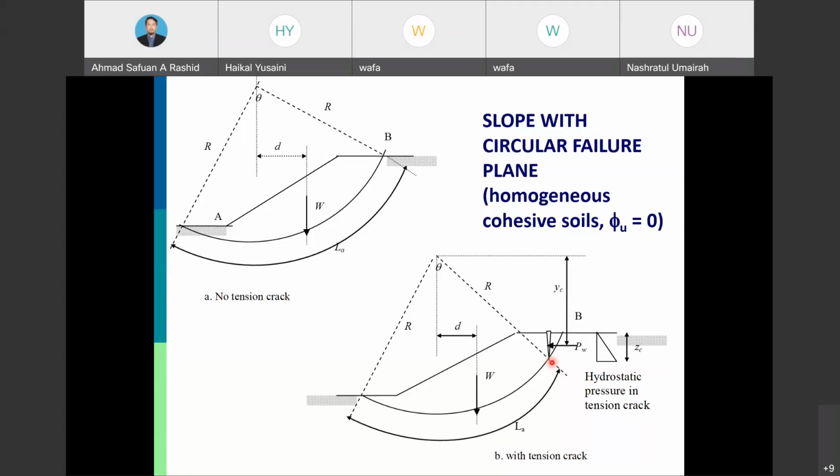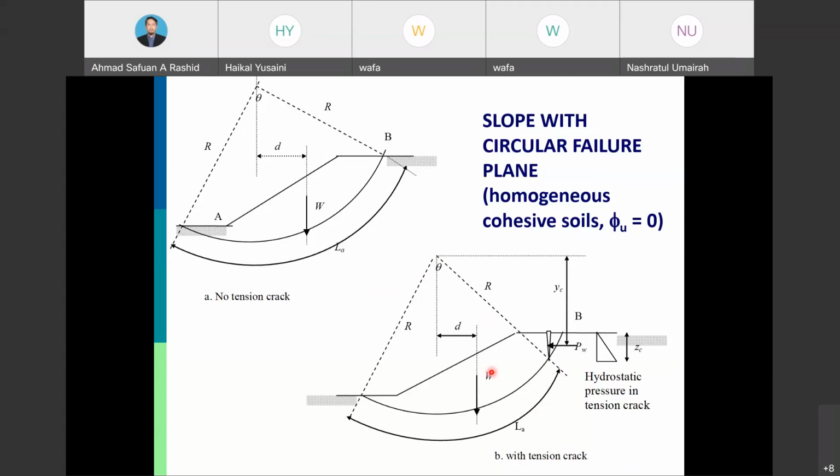Okay, so it may reduce. So how could we determine the new LA? We should determine the new alpha, the new theta. By introducing a new theta, we can get the new LA. So the same procedure for the resisting moment, CU times LA and also times R.